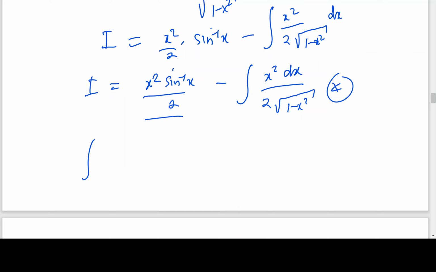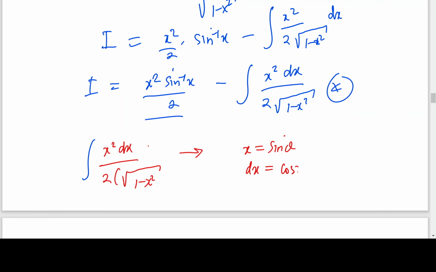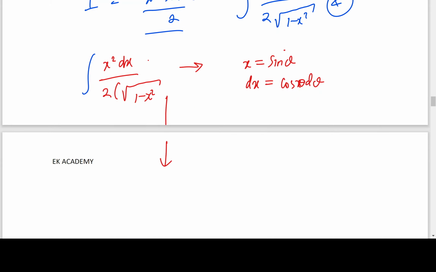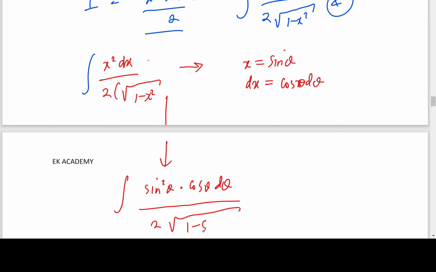Now having the integral of x square dx over 2 square root of 1 minus x square, we are going to use the sine substitution approach actually. So I'm going to say x is sine theta, and dx will be cos theta d theta. So this integral now will be the integral of sine square theta cosine theta d theta over 2 square root of 1 minus sine square theta.